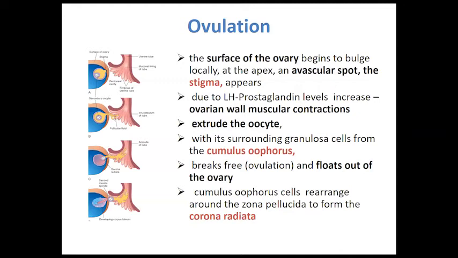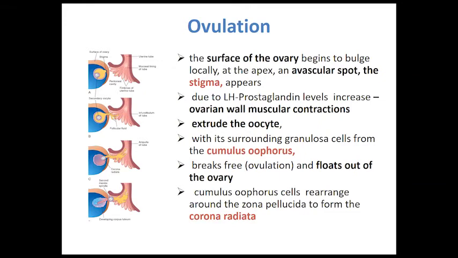This breaks free. At this time, the fimbriae of the fallopian tube, or the uterine tube, come in contact at the time of ovulation, and they cover like the feet of an octopus the area where the stigma is formed. And once this oocyte is floating out, it is sucked in by the fallopian tube and taken into the fallopian tube. Cumulus oophorus cells rearrange around the zona pellucida to form what is called the corona radiata. That is just the arrangement which is there.